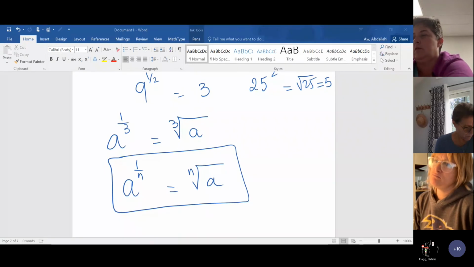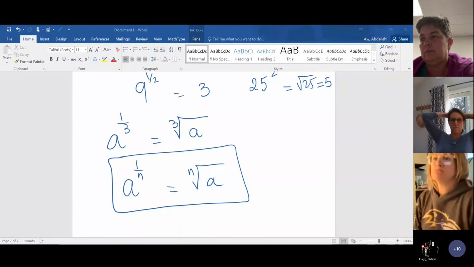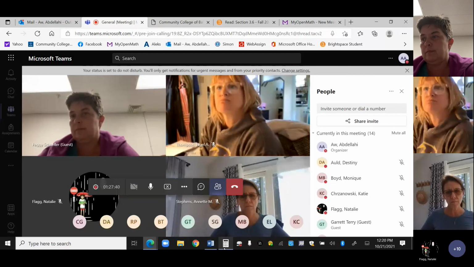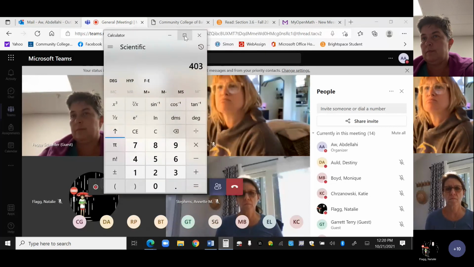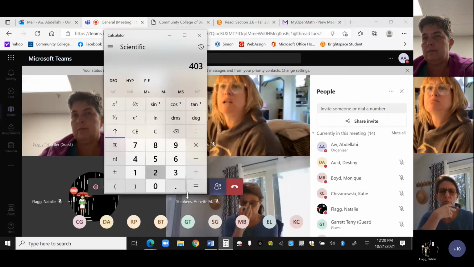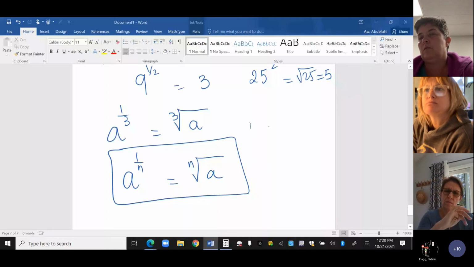Let's say my calculator, can you see my calculator? Yeah, you can see. Let's say my calculator does not allow me to put a 5th root, for instance. I want to calculate the 5th root of 32, but my calculator doesn't allow me to find a 5th root. I don't see a 5th root here, right? It only allows me square root or cube root.